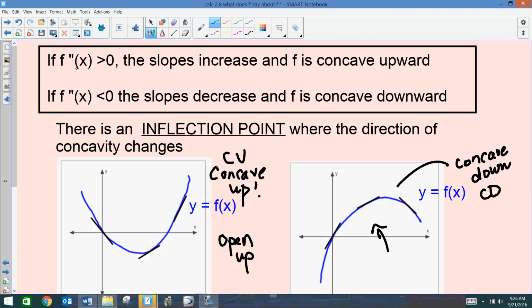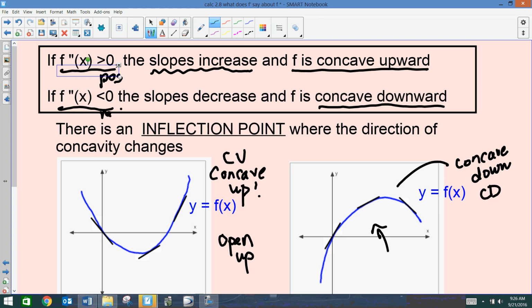Now, the second derivative, we talked about that the other day. If it says it's positive, that means F is concave up. So the second derivative is positive, F is concave up. Concave down is when F double prime, the second derivative, is negative.